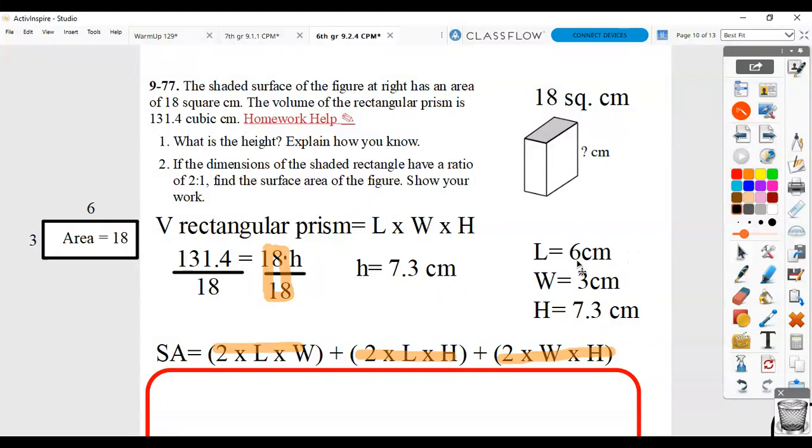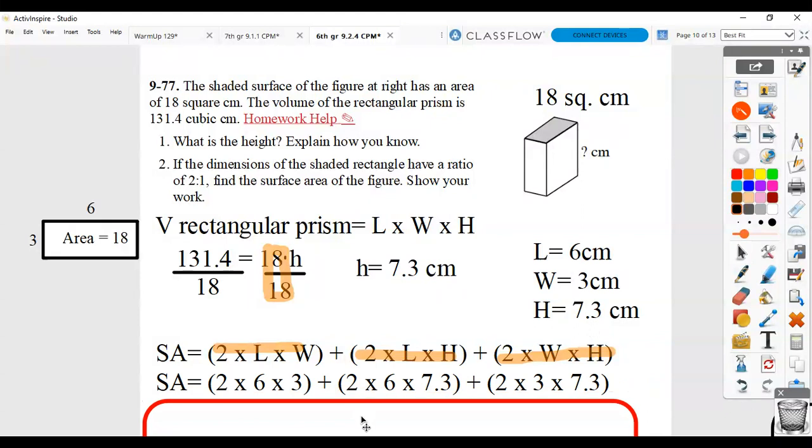Then what we're going to do is simply substitute. L will be replaced with 6. W will be replaced with 3. And H will be replaced with 7 and 3/10. So we put that into the formula. Again, all of this work should be shown. And then at the end, you can use a calculator. You're going to multiply these sections and add them all together. Final surface area is 167 and 4/10.